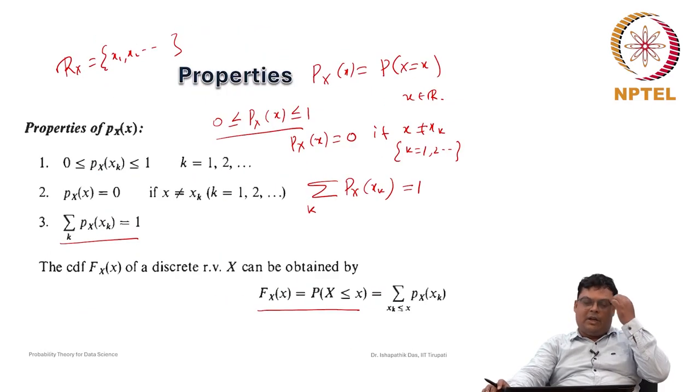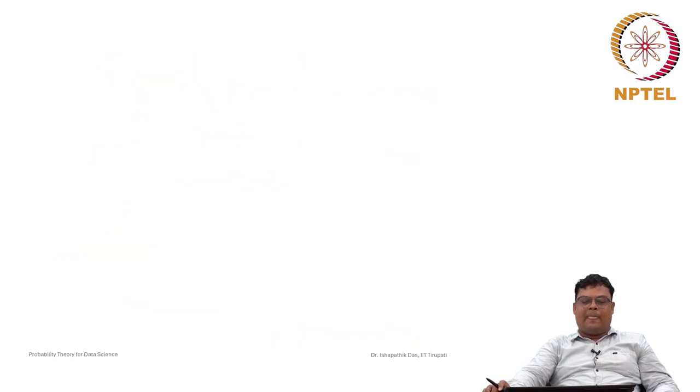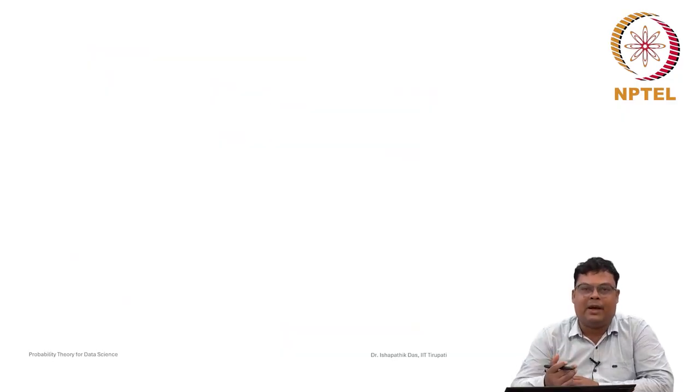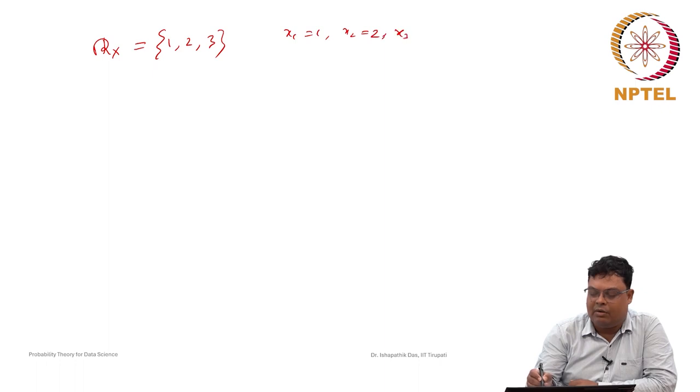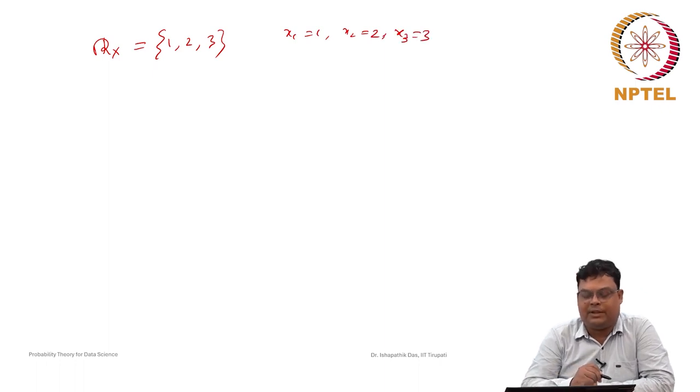So, this is a probability mass function of a random variable. Any function satisfying these relationships can be a probability mass function. Let us discuss some other random variable, which may also be infinite. Let us consider another random variable where the probabilities are not equal. Suppose the range of x is 1, 2 and 3 only. That means x1 is equal to 1, x2 is equal to 2 and x3 is equal to 3.